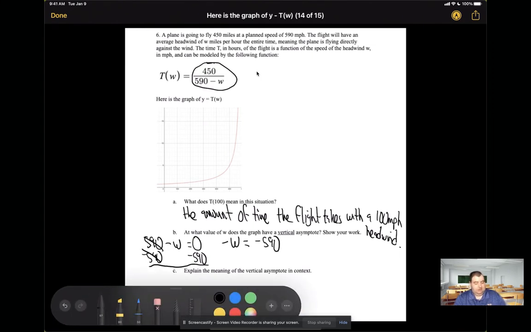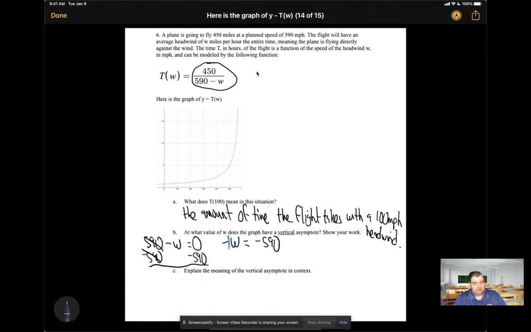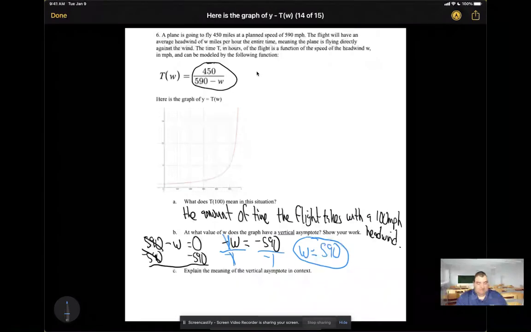Now keep in mind that negative W is really negative 1W. So to solve for W, I'm going to divide both sides by negative 1, and I end up with W equals negative 590 divided by negative 1, which is positive 590. So W equals 590 is the value at which the graph has a vertical asymptote.